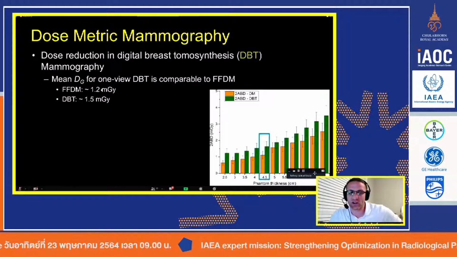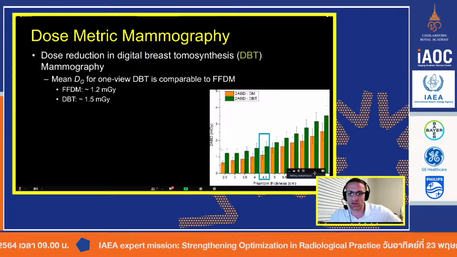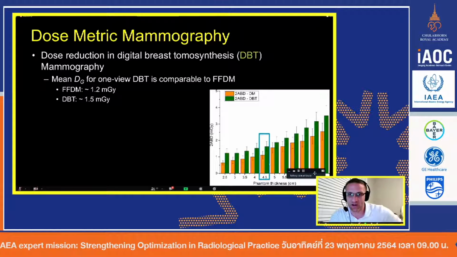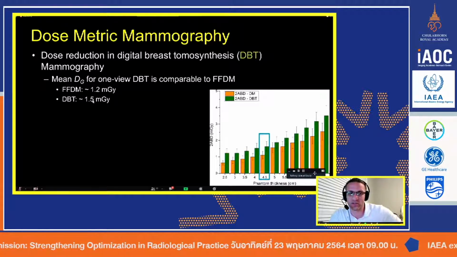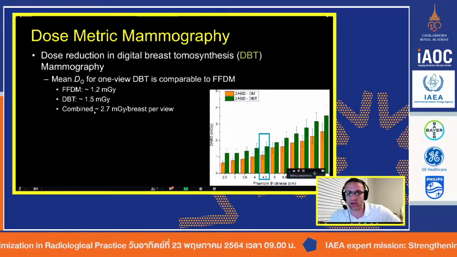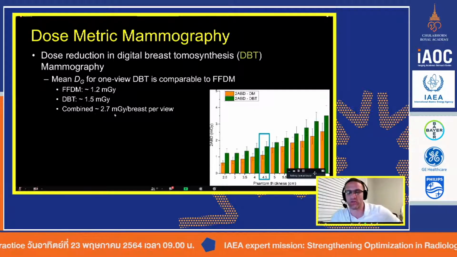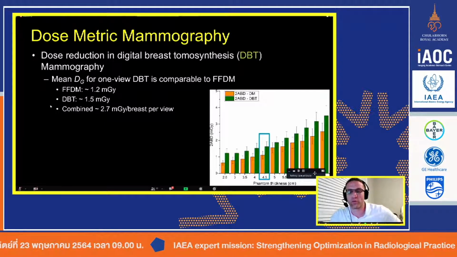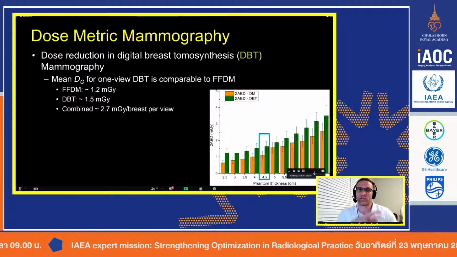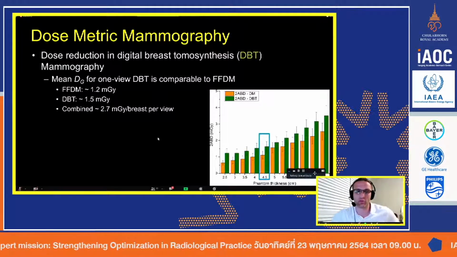So we're talking about 1.2 milligrays in this publication for a full field digital mammography, 1.5 for the standard model for DBT. That combined is less than 3 milligrays. And so that is why pretty standard here in the US now is women will come in, they'll get craniocaudal, MLO, full field digital mammography in contact mode, and then they'll do a breast sweep. They'll do a tomo sweep.